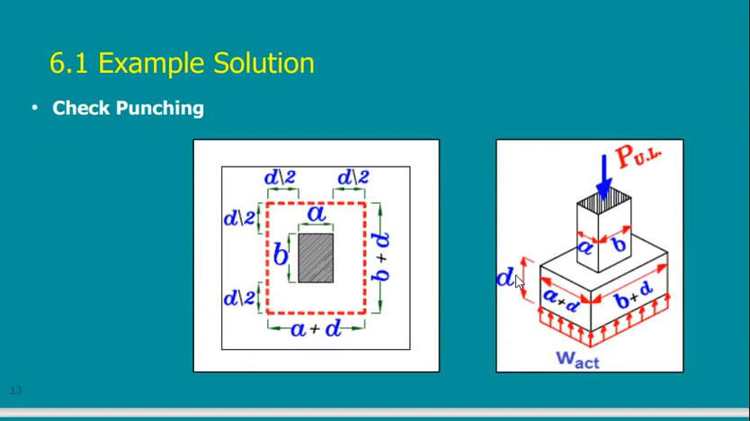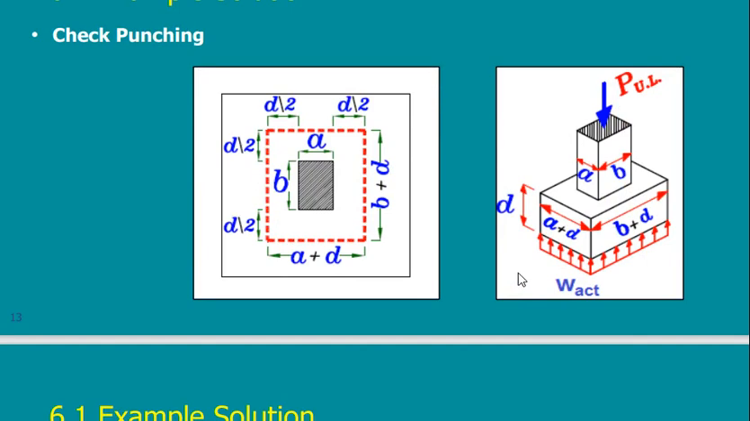I go to the other thing that I will have to check. It is the check of punching. Let's just remember the check of punching. Here is the column. I just go d/2 all around, and this will be my section that will be punched.